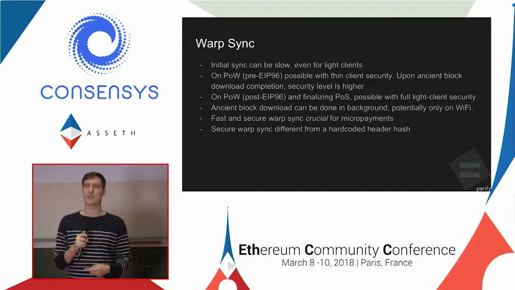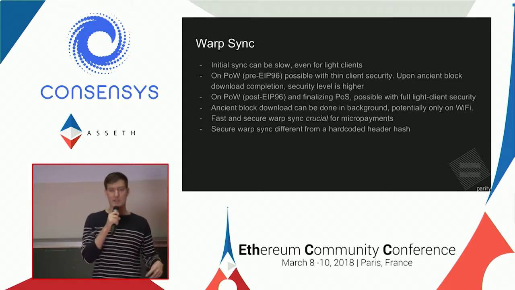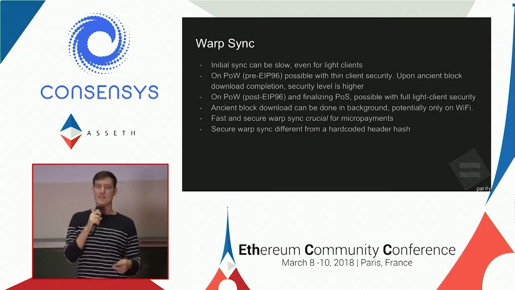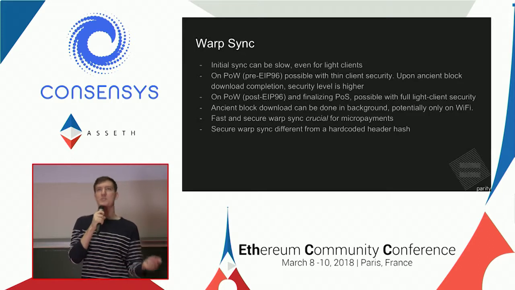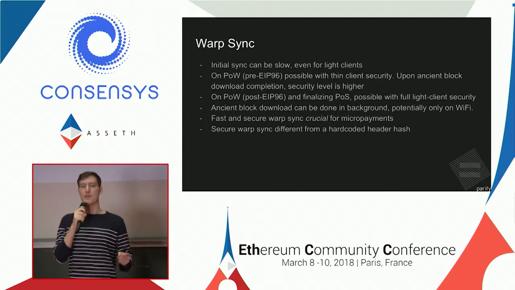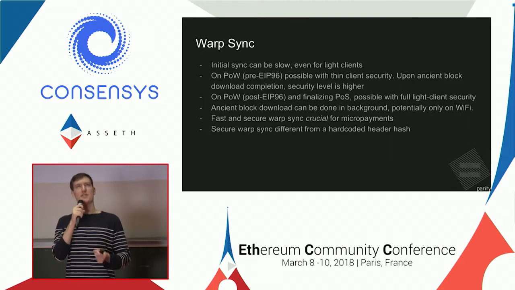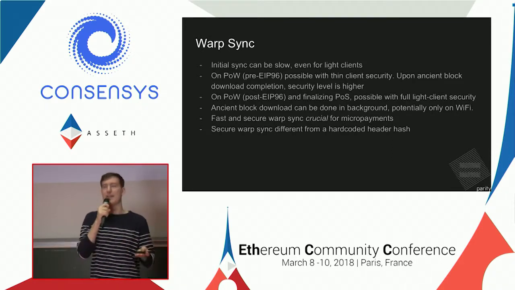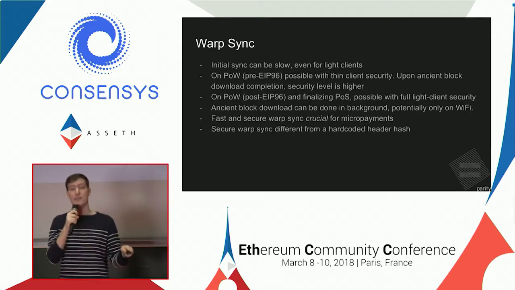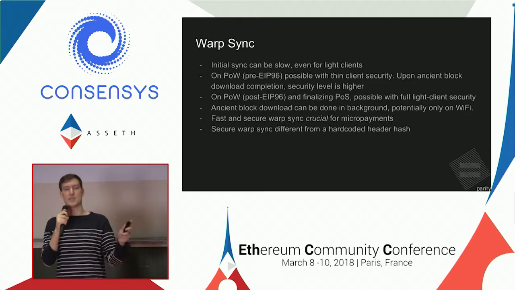But even so, initial sync can be fairly slow. If you start at the genesis and you verify the proof of work for 5 million headers, it's going to take ages. So we have to think about other ways to sync. So warp sync is this idea that you can jump directly to the head of the chain with some level of security. So on proof of work, this is possible with thin client security. So at the very beginning, we just sort of get a trusted header hash and start from there. So we can't actually validate anything about this header hash. But then once we've downloaded the ancestry leading up to that, and we can do that in the background, we have a much higher security level, which would be equivalent to a typical light client security level.